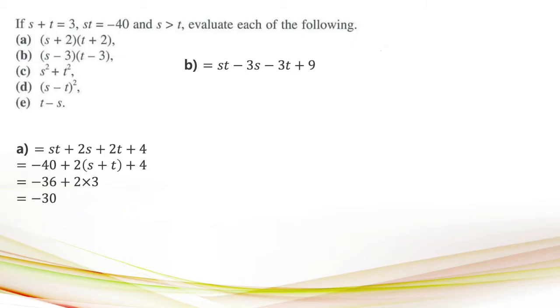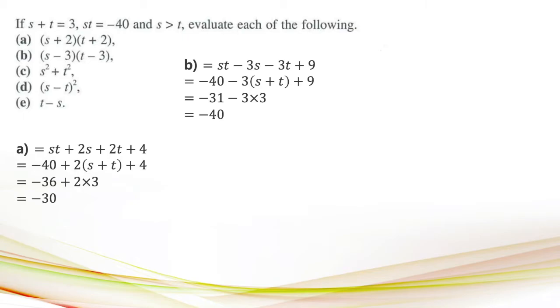S times t is negative 40. We factor minus 3s minus 3t into minus 3 times s plus t, which would be minus 3 times 3, so negative 9. And then we can add the 9 at the end of this expression. Negative 40 plus negative 9, so minus 9, and then plus 9 would give us negative 40, because the two 9s cancel out. Moving on, here's where it gets a little harder.